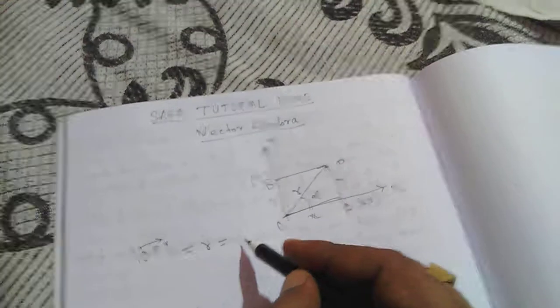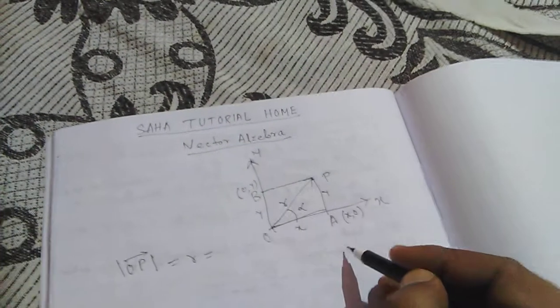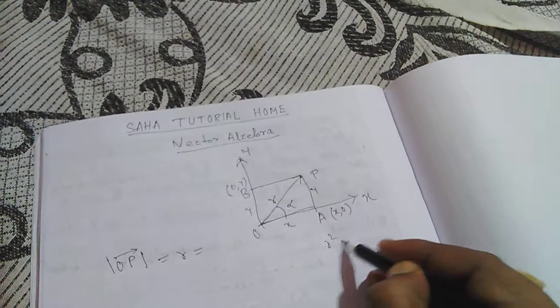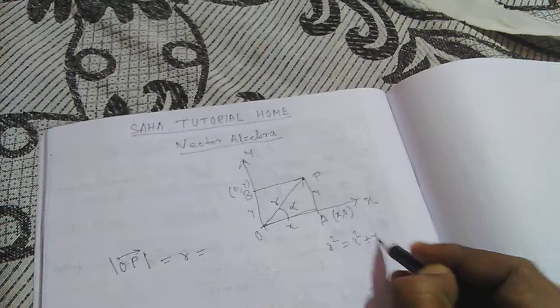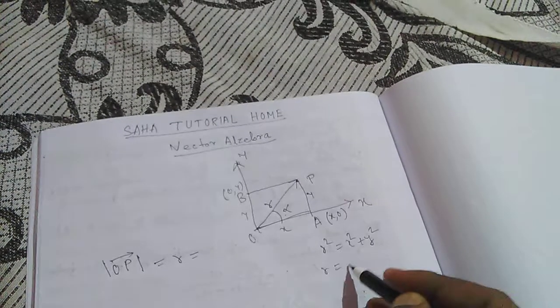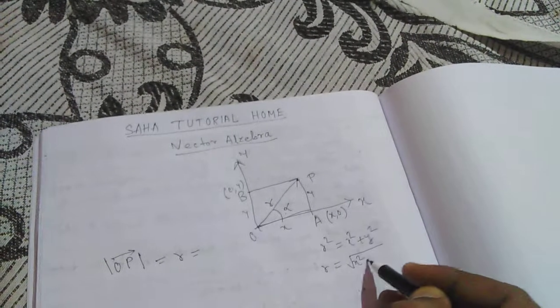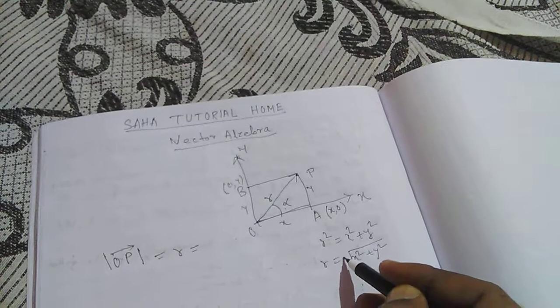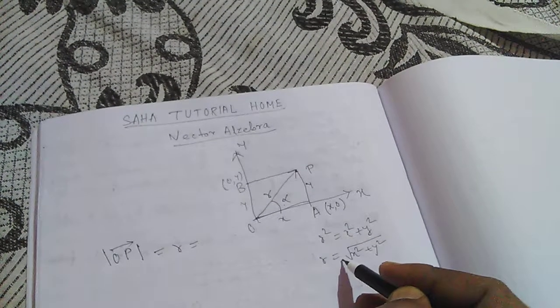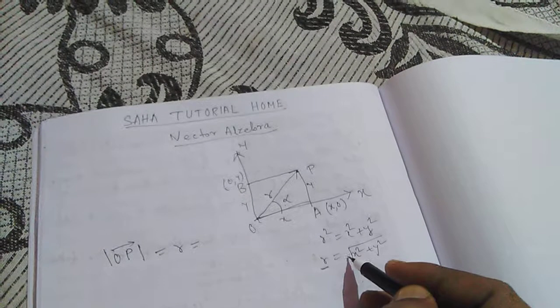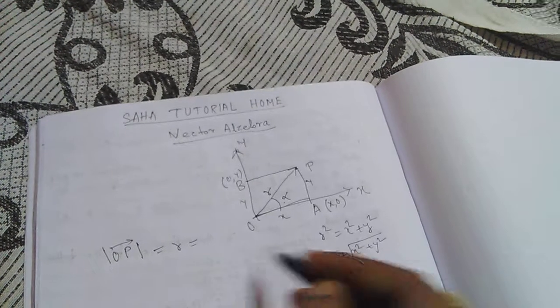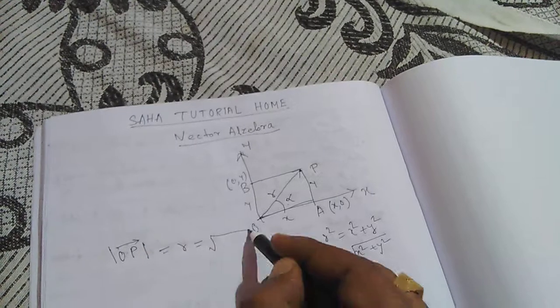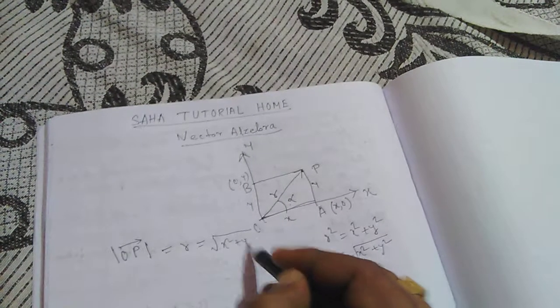Now we continue it. Then R, very easily by the Pythagorean law, R square is equal to x square plus y square. So R is equal to root over x square plus y square. We cannot take plus minus on both sides. Minus cannot be because it is a distance, and it must be a plus sign. So it is root over x square plus y square.